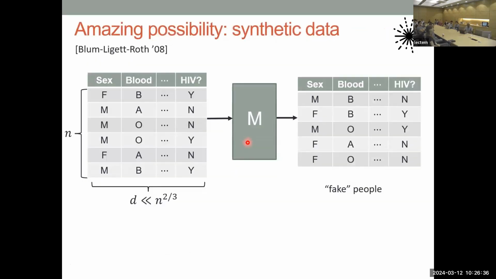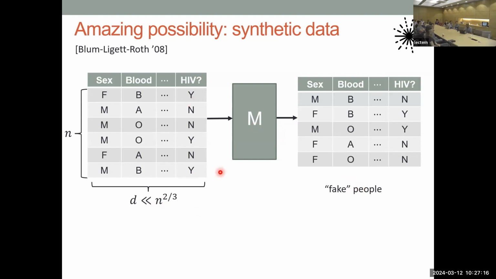Okay, so let me just tell one thing that was an amazing possibility shown in the very early days of differential privacy by Blum, Ligett, and Roth. They showed that, in principle, it's possible to generate very rich synthetic data while satisfying the protections of differential privacy. All right, so suppose I have a data set with n people in it, d attributes, where d is quite a bit smaller than n, but can still be, say, square root of n.